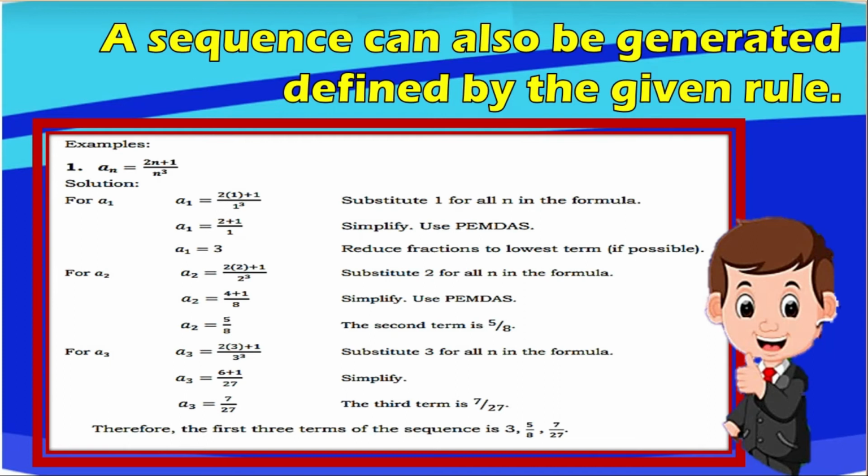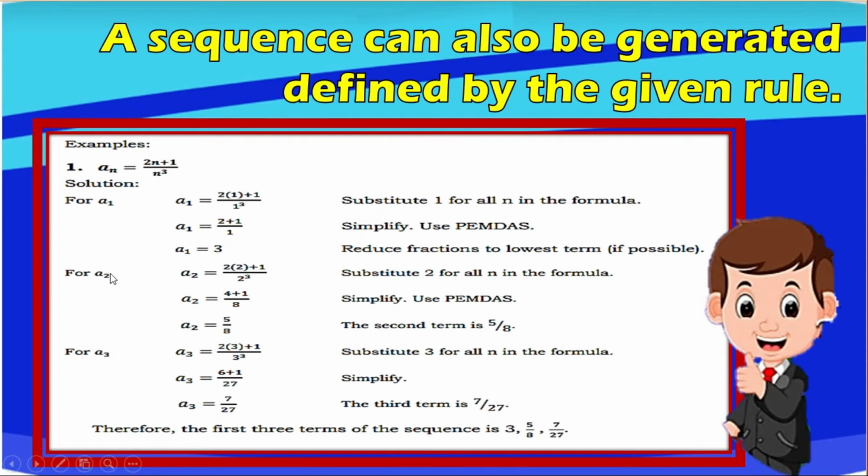So 2 times 1 using PEMDAS, that's equal to 2 plus 1 all over 1. So getting the sum of the numbers in the numerator, 2 plus 1 equals 3 over 1. So a sub 1 now is equal to 3.